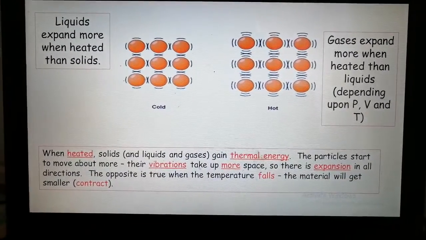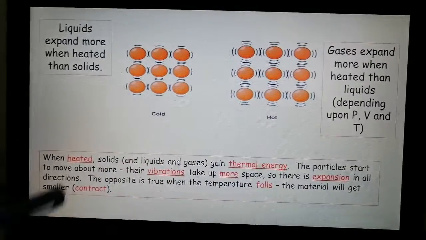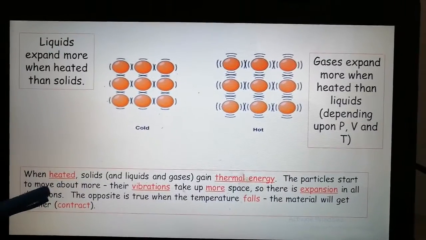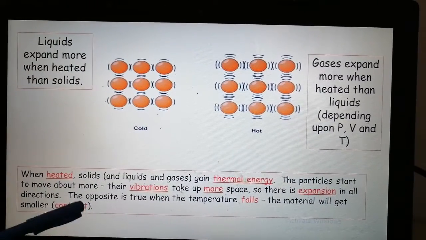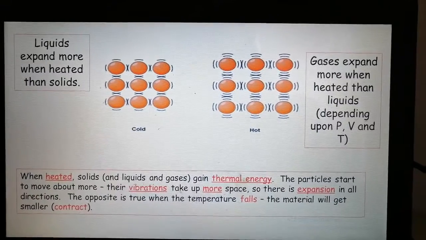Gas expands more when heated than liquid. When heated, solid, liquid and gas gain thermal energy. The particles start to move about more, so their vibrations take up more space. So there is expansion in all directions.